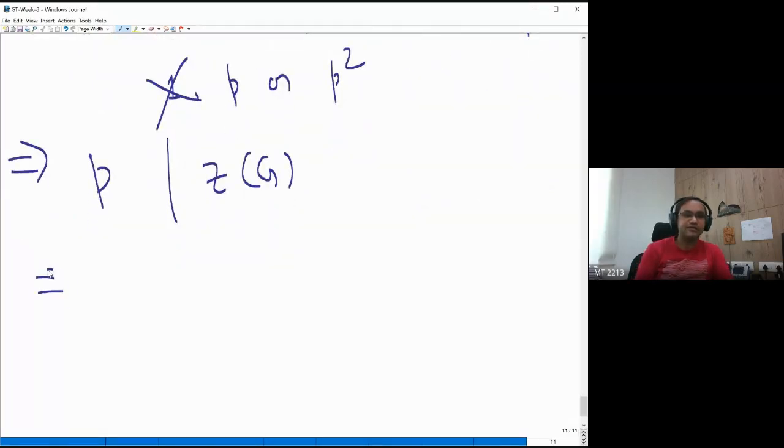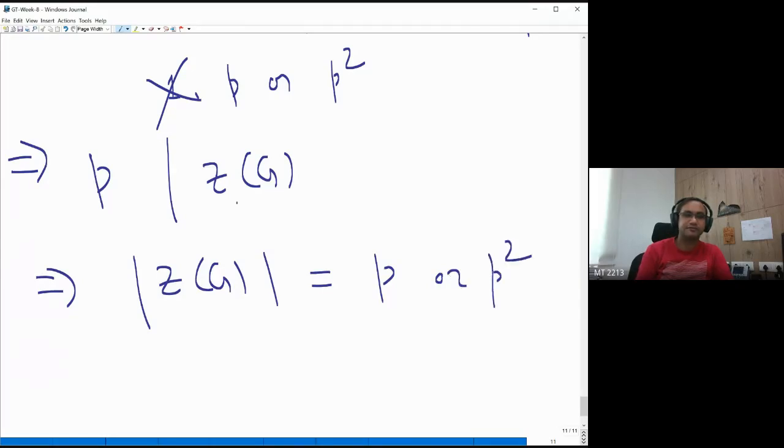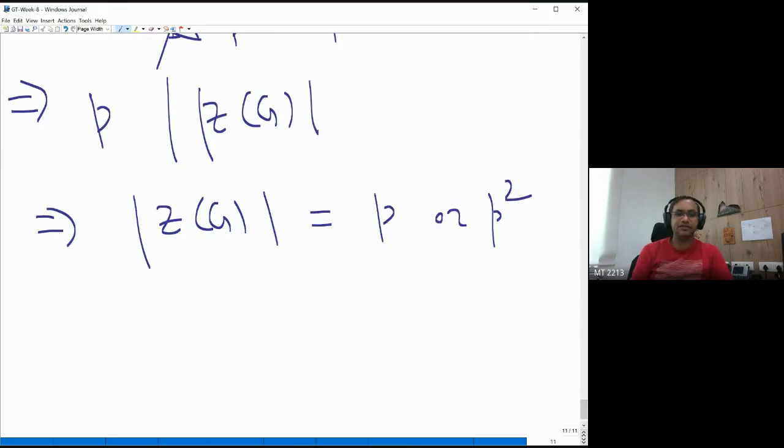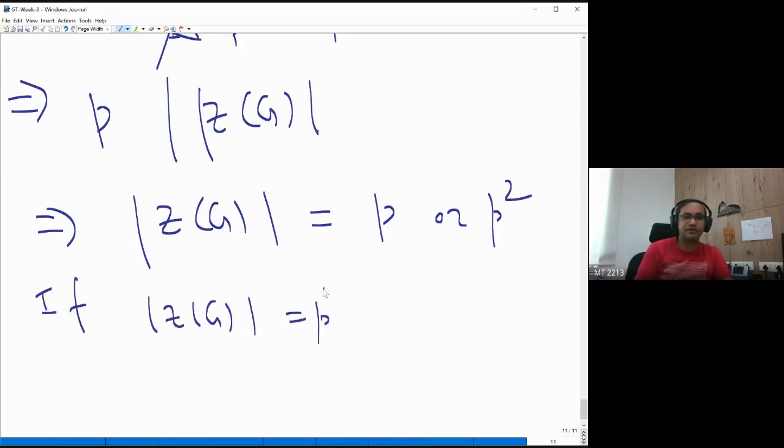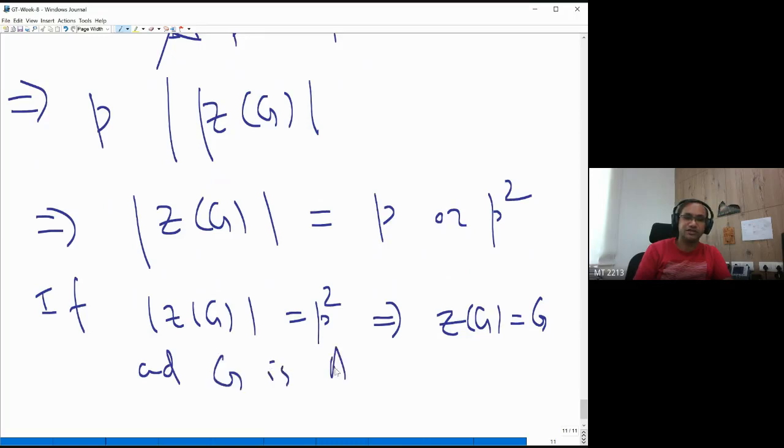Now, since P divides the order of the center of G, the order of the center of G is either P or P square. The center of G is a subgroup of G, and P divides it, so either it is P or the whole P square. If the center of G is P square, this means that the center of G is the whole of G, and G is abelian, and we are done in this case.